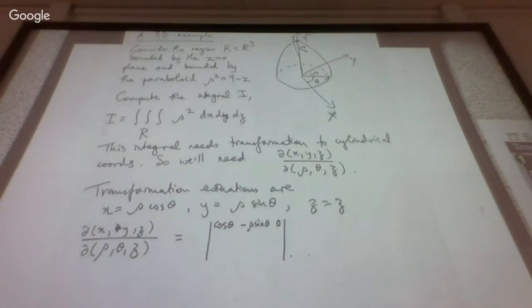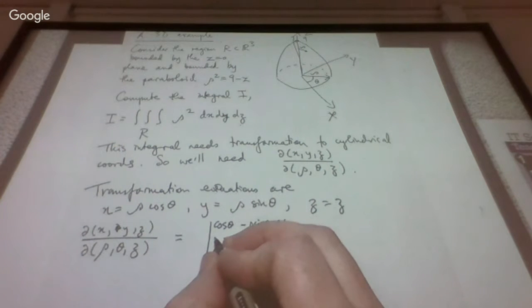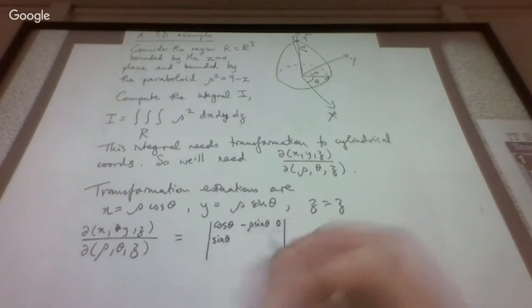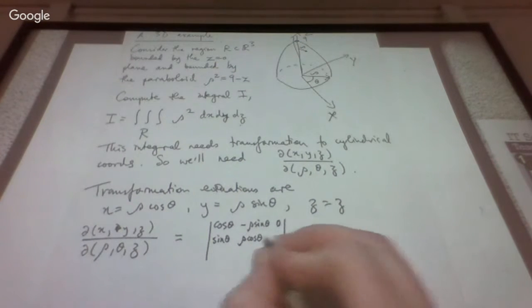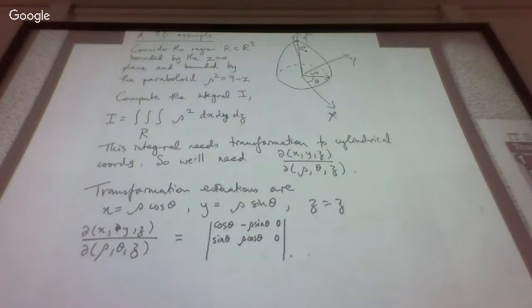The second row is indexed by y, so it's dy d rho, dy d theta, dy dz. The dy d rho is sine theta. Dy d theta is rho cosine theta. And dy dz is 0 again, since changing z does not change the y coordinate of the point, it just moves the point vertically up and down. The point's x and y coordinates stay the same.